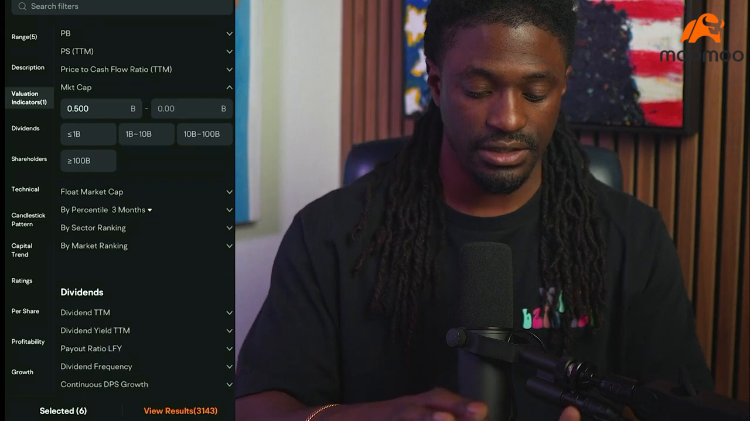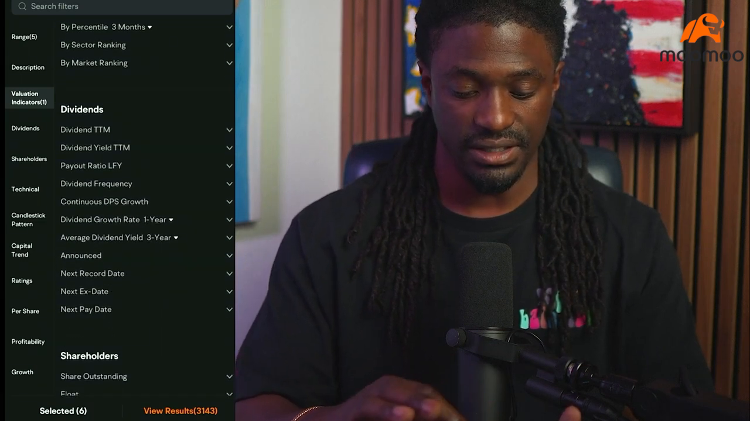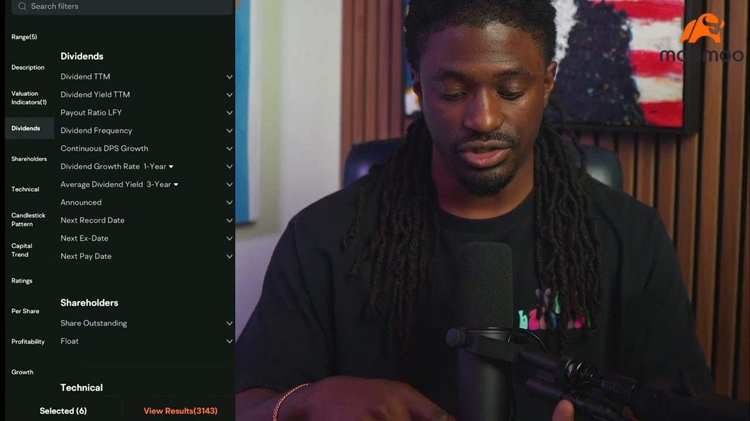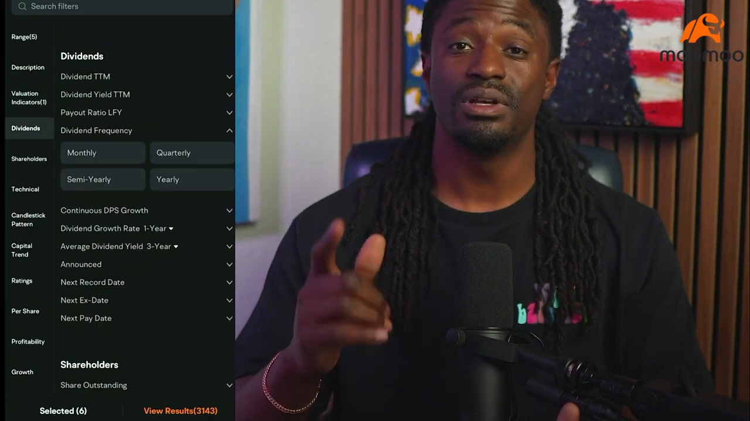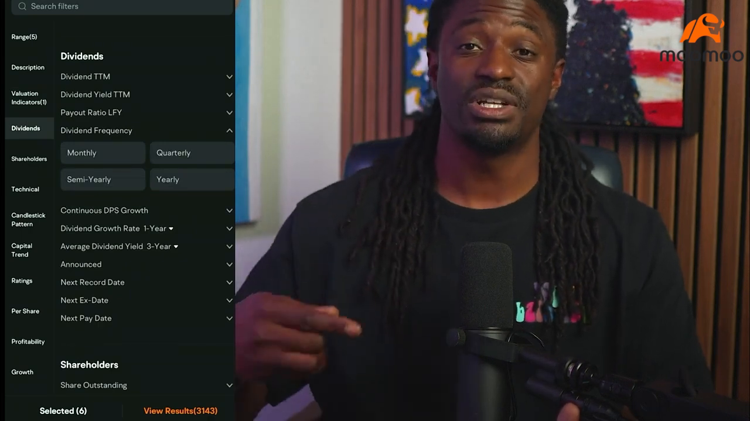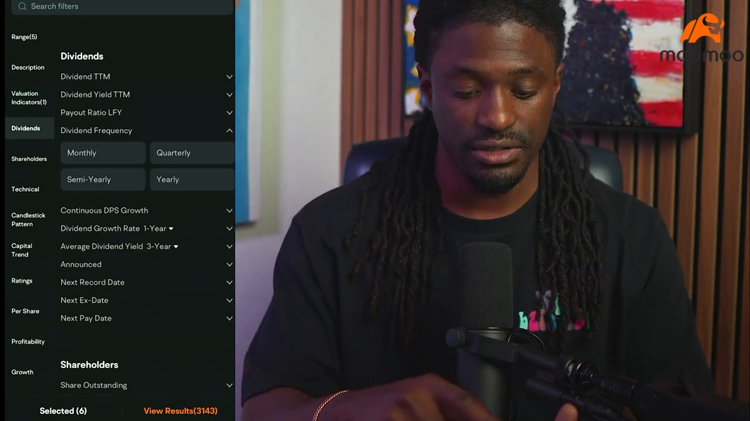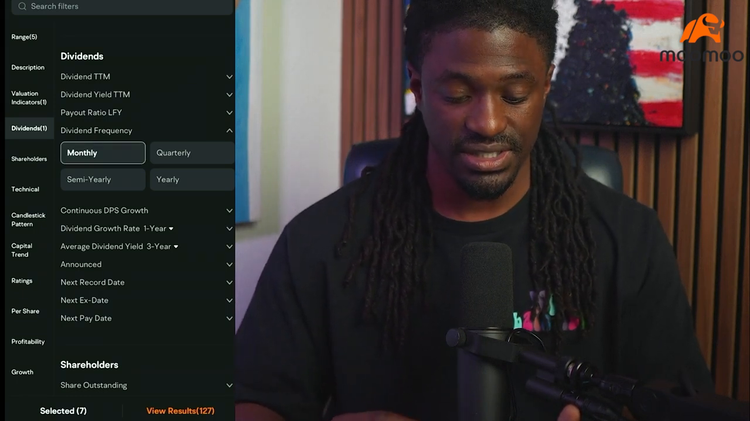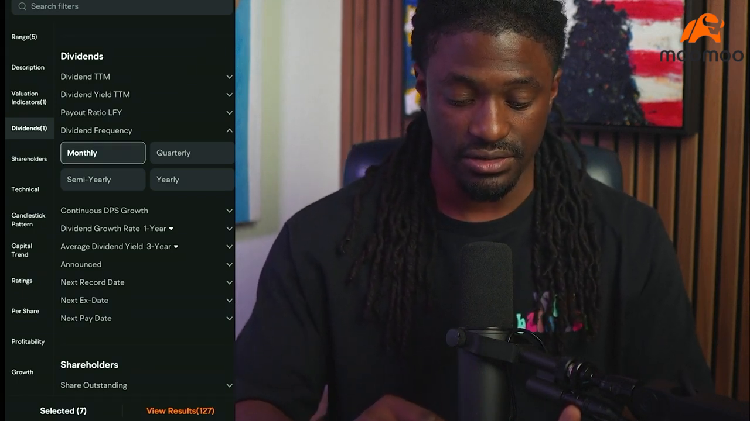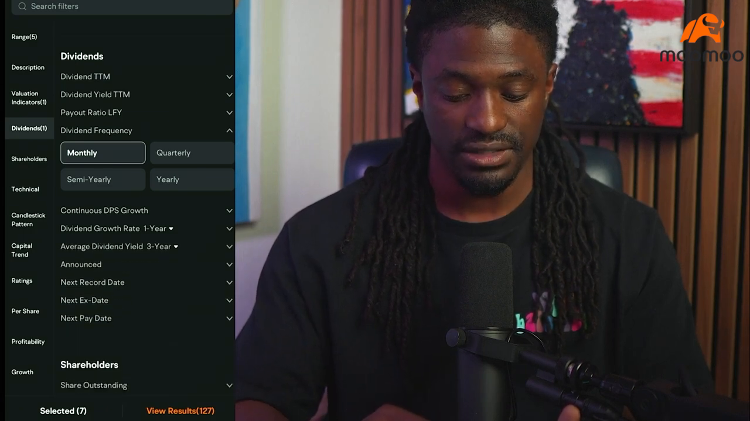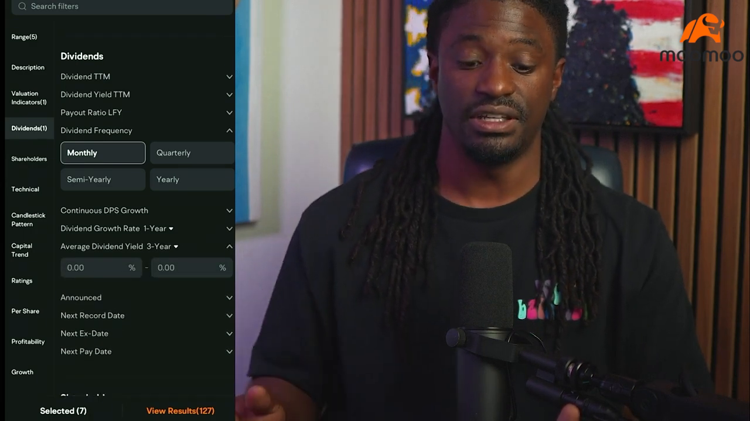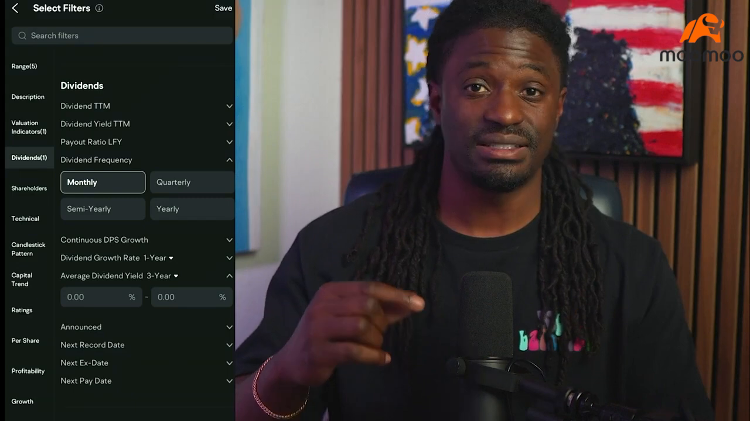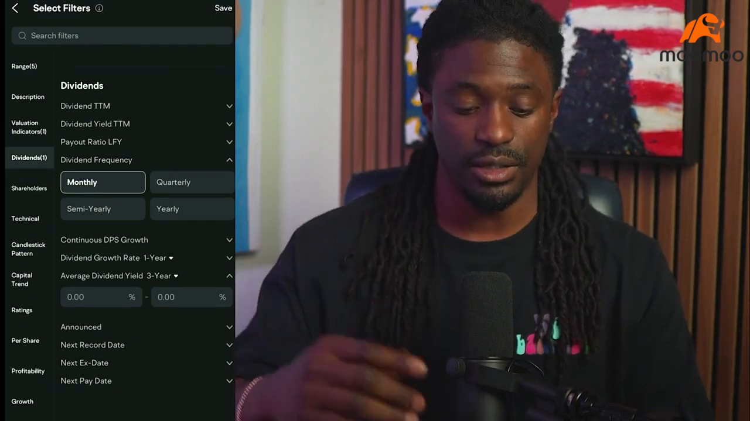And then the next thing we're going to do is come down to the dividends. So now that we're on the dividends, you could click on dividend frequency. Remember, we're looking for a monthly paying dividend stock because we want to generate income every single month. So we're going to click on monthly paying dividend stocks, and then that's going to show us 127 different stocks. You guys can also look at the dividend growth rate, or the 3-year average dividend yield. So you could be looking at stocks that have been growing their dividends over the last couple of years.